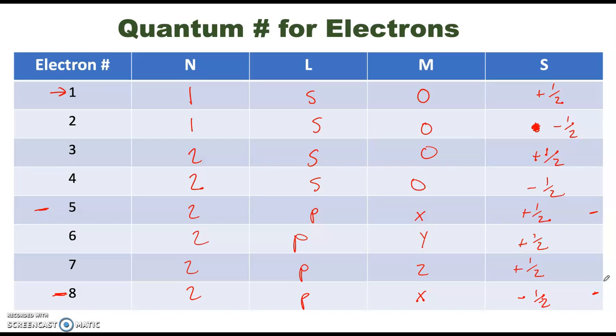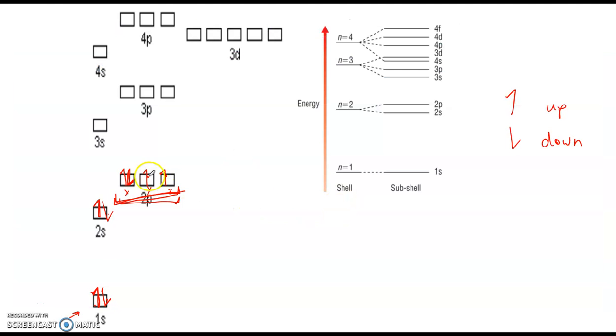I would like you, as homework, to finish this table. I believe it goes up to like 25 or 30 electrons. Keep adding electrons. Once you fill this up, you'll go to this one, then this one. The next electron will go here, 3s 0 plus 1/2. Then here, then we go boom, boom, boom, boom, down, down, down, and then it goes up, down.